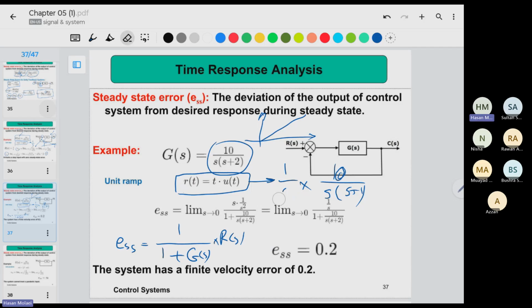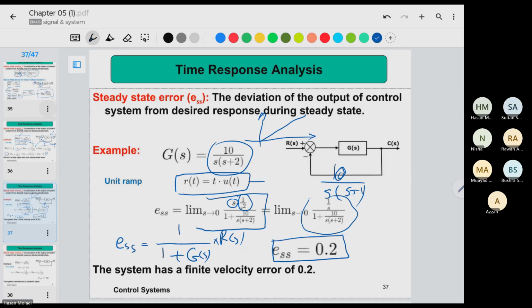So the error would be 1 over 1 plus G(s), times 1 over s squared for the input, and then for the final value, we multiply by s and take s to 0. If you calculate this, you will find that the E_ss is 0.2. This means what? The E_ss of 0.2, what is it saying?